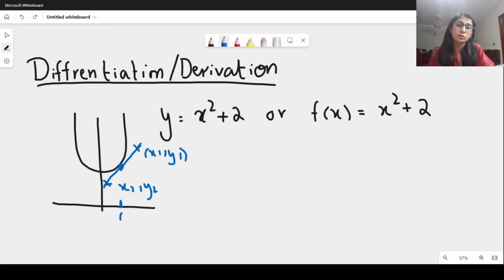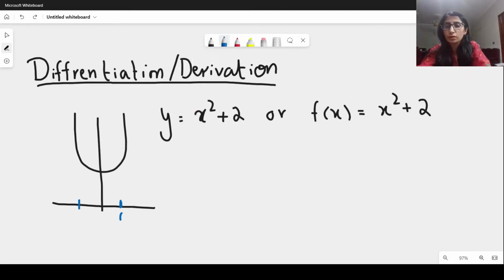We'll learn to derive this function, and once we've derived it, we'll be able to get one fixed value of the slope at x equals 1, or at x equals minus 1, or at x equals 0.5, or at x equals minus 0.5. Basically, you'll get a function, and from that function, you'll be able to find the gradient at any point you need. So let's see how we'll do that.